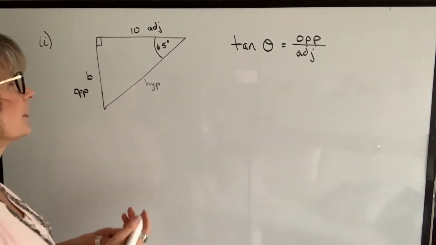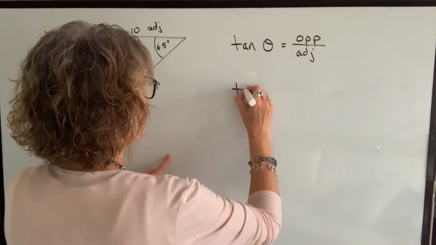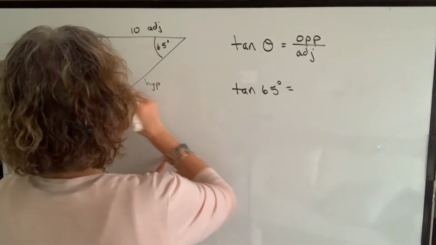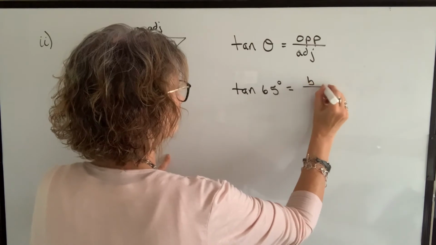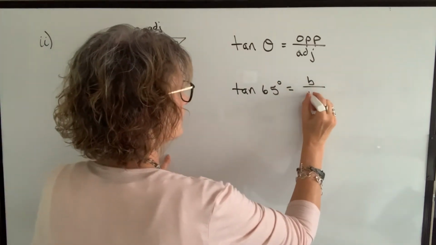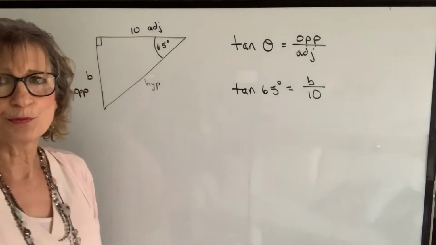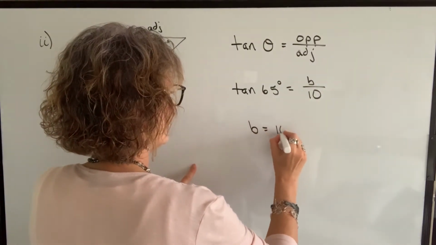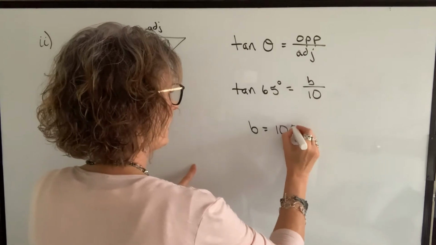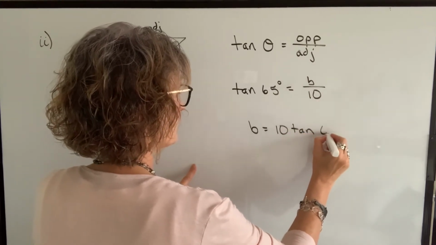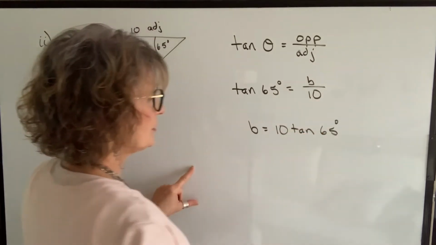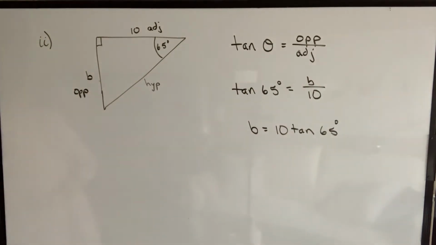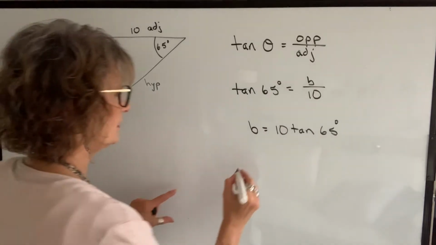Then plug in the values that you know. We know our angle is 65 degrees. The opposite side we don't know. The adjacent side we know is 10. And now we solve for B. We're going to multiply both sides by 10. So B will equal 10 times the tangent of 65 degrees. When you calculate that on your calculator, you should get 21.45.